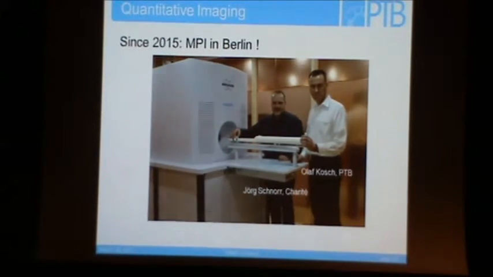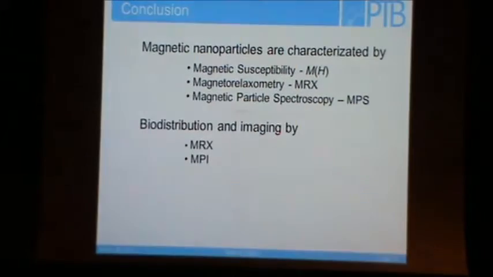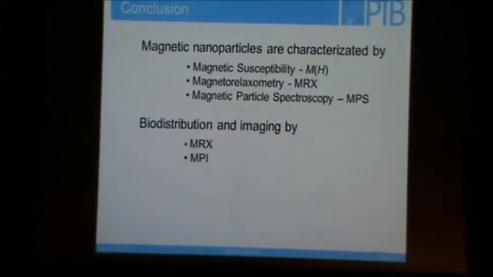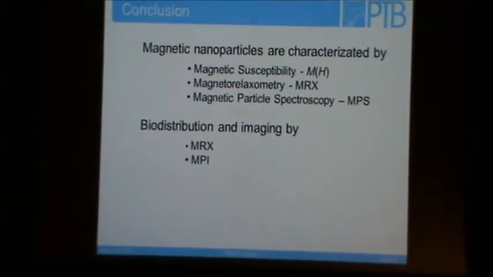And our goal in this case, PTB's goal, is to study phantoms and study the relation between the physical properties of the phantoms, of the particles and the phantoms, and the image that we obtain in order to transfer MPI to a real quantitative imaging technique. So we don't have any results about this, and this is why I've been talking about other techniques up to now, but I hope next year I will be able to talk also about results with MPI.